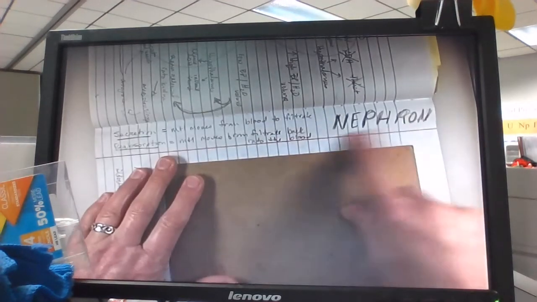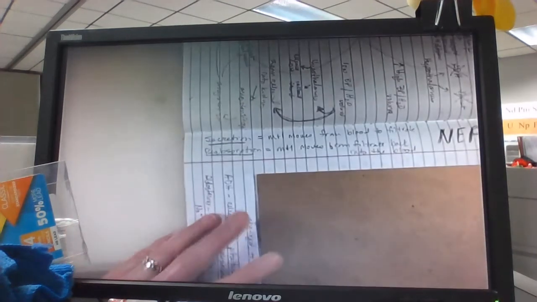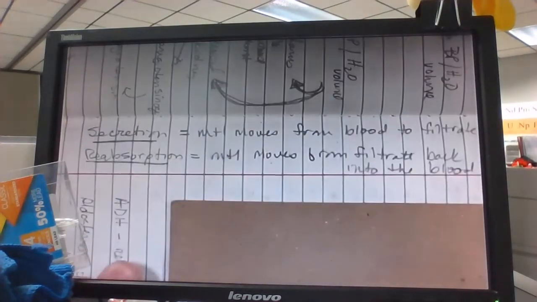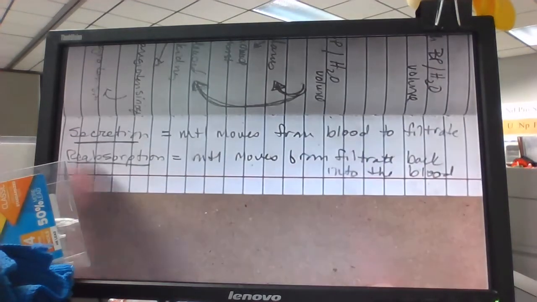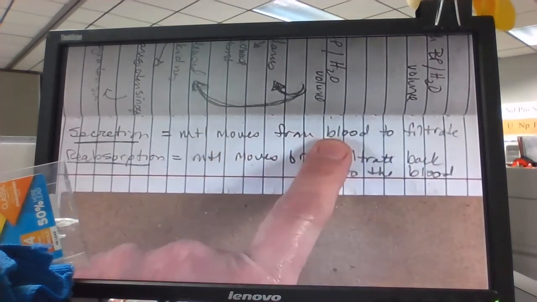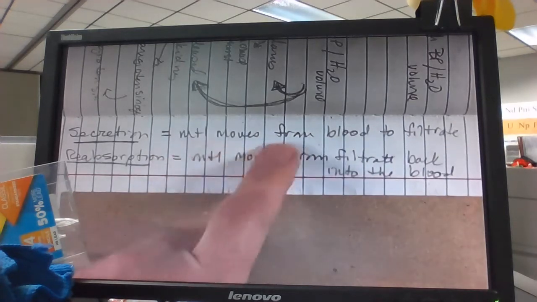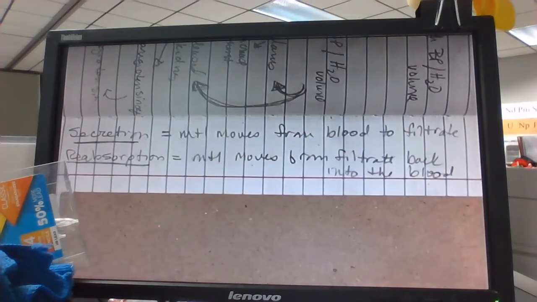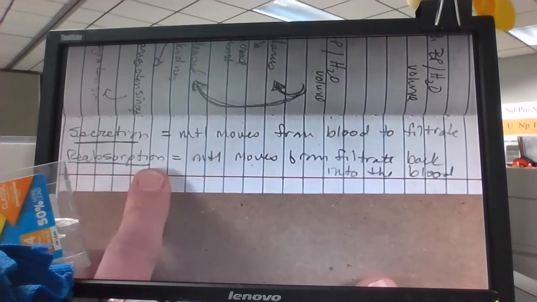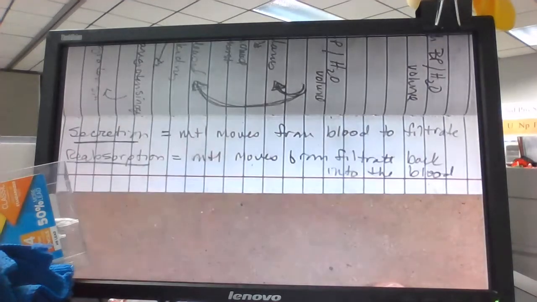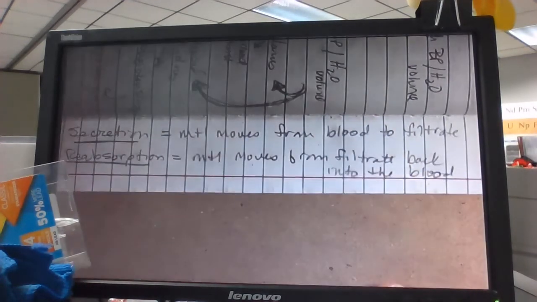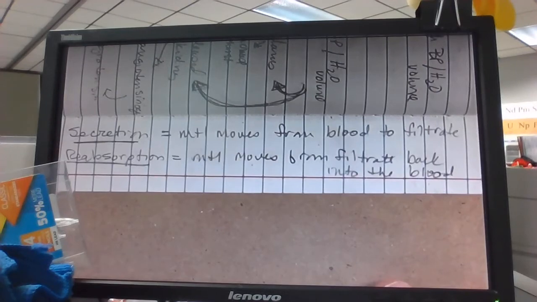Functional unit of the kidney is the nephron. Within the nephron, we have secretion and reabsorption. Secretion is when material moves from the blood to the filtrate. So it gets filtered out of the blood and moves into the filtrate. The filtrate is basically the waste product, the urine that's produced. Then reabsorption. Reabsorption is when material moves from the filtrate back into the blood. So things like water and glucose, we don't want them out in the urine. We're going to reabsorb them back into the blood from the filtrate.